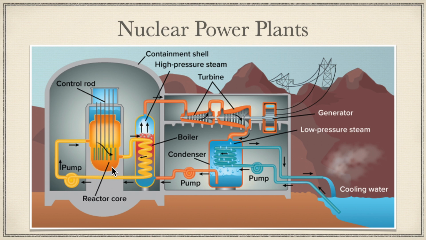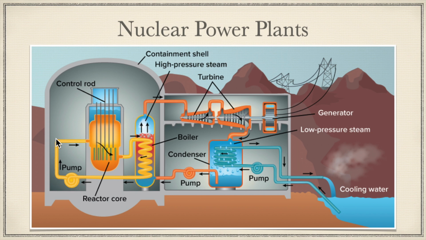You have your reactor core, where the radioactive material is, and you have a liquid, usually like heavy water or something, that would actually flow through this and come into contact with the radioactive material and be heated up. And then that water would go through a coil in the boiler to actually heat up water that was pulled in from a second loop. So you actually have three loops of liquid here.